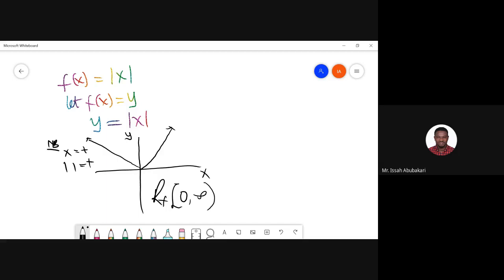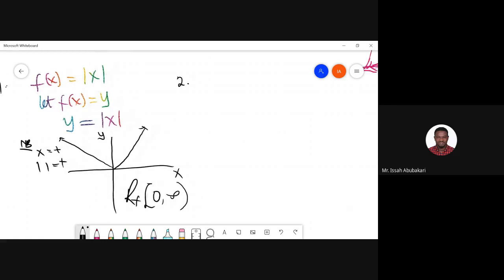Okay? The range of the function is going to be from 0 to positive infinity. Is that okay? Now let's say this is number 1. We are going to do about 4 or 5 of them, and then we look at the difference very well. Now let's look at number 2. When we have y equal to, sometimes the function can be y equal to something, or the function can be f of x equal to something. When you have f of x, as in the case of question 1, then you have to change it from f of x to y.